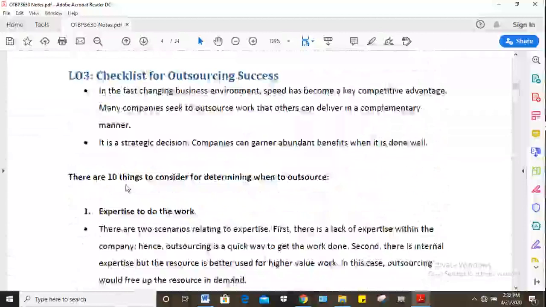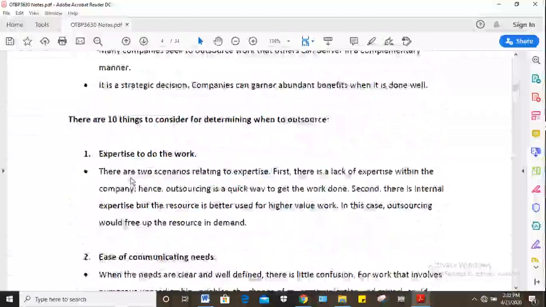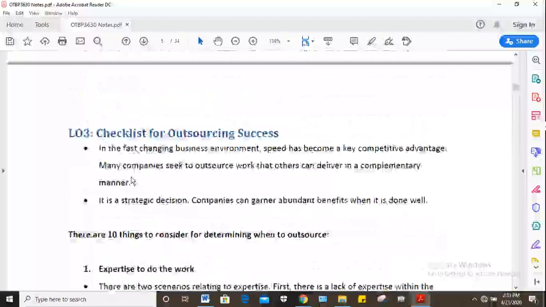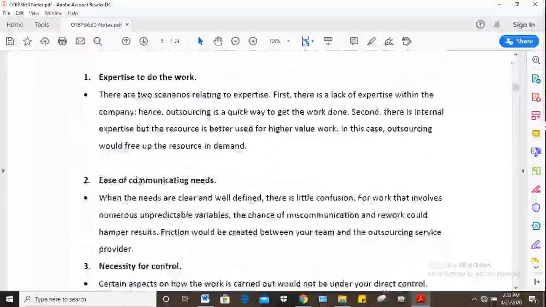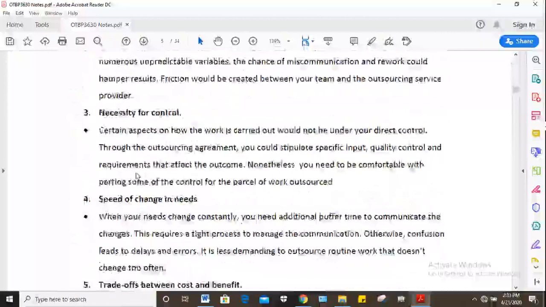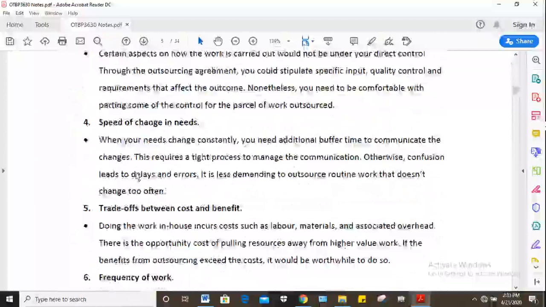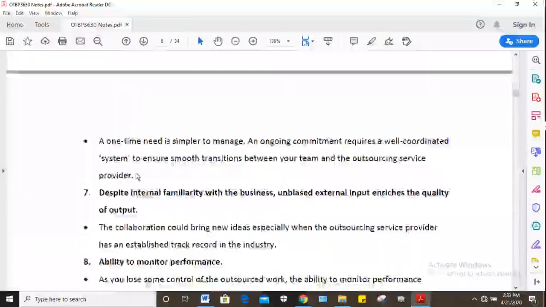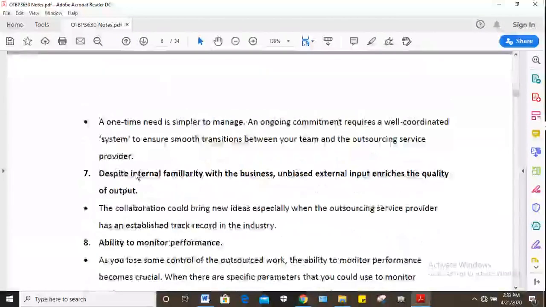Then we also have a checklist. In the notes I provided 10 things that the business needs to consider when looking for an outsourcing partner. The expertise to do the work, that's the first thing. Ease of communicating your needs. Then the necessity for control, speed of change in needs, trade-offs between cost and benefit, frequency of work. Then also, despite internal familiarity to the business, unbiased external input enriches the quality of output.